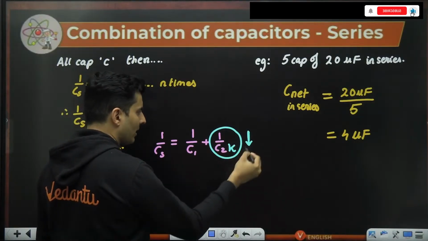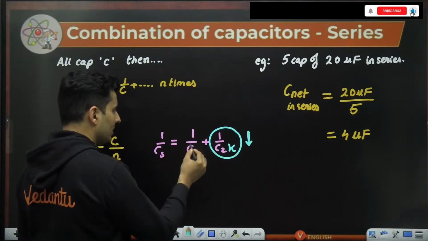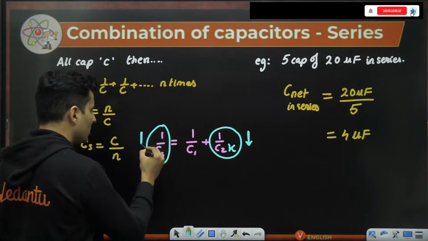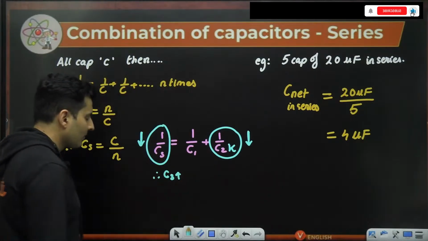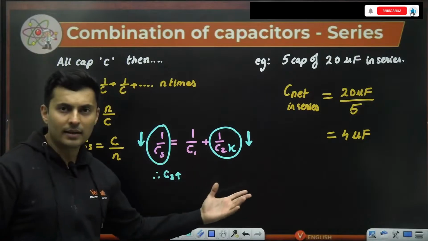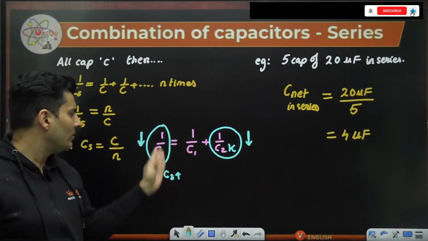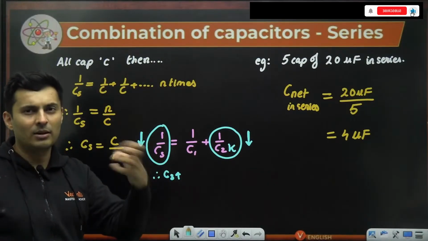So this ratio will reduce. So you're adding a smaller number to this. That means this whole thing will also reduce. Therefore, Cs will increase. So whenever you add a dielectric medium in any of the capacitors, for series, obviously it will increase. For parallel, though, obviously it will increase because the capacitor will become K times.